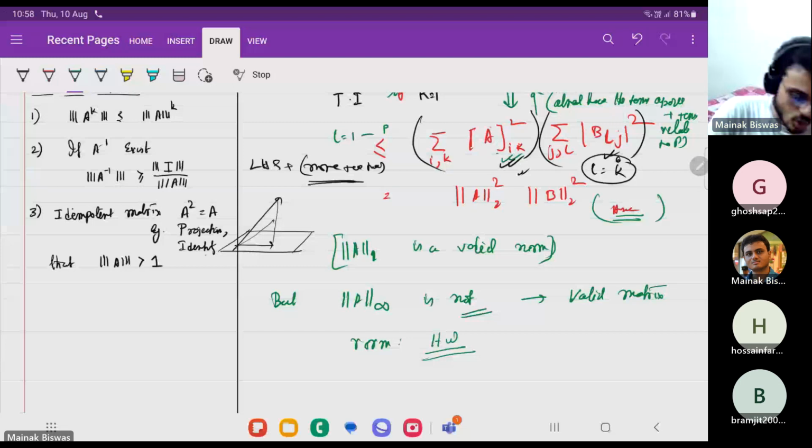The maximum element in a matrix need not be a matrix norm. It is a norm induced on a matrix, all right. That means it is a vector norm only. Good. So that ends it. We have shown the Frobenius norm.